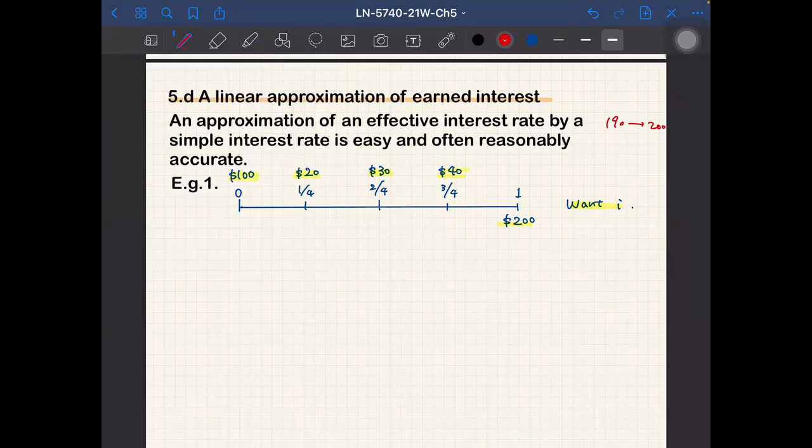I don't really know how many years, but at least less than 1 year. So in less than 1 year, the 190 becomes 200. That is slightly more than a 5% increase. But some amounts are in the account for even less than 1 year. So that means it's probably slightly higher, 6% or 7%. Okay, so now we want to approximate this by a simple interest rate.